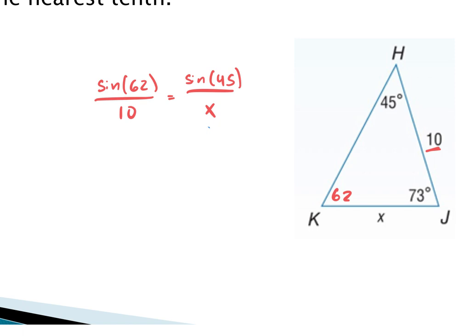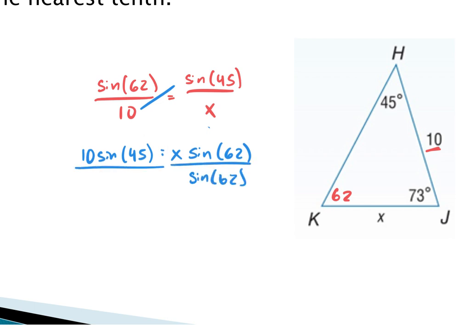If you want to pause the video now and see if you can cross multiply on your own, go for it. If not, here we go. So it's going to be 10 sine of 45 is equal to x sine of 62. Once you're here, I need to get a sine of 62 away from x. So I'm going to divide, and I have sine of 62 on both sides. That's going to cancel, and now I'm left with 10 times the sine of 45 over the sine of 62.